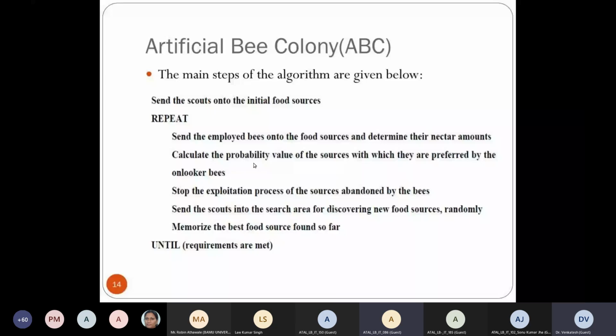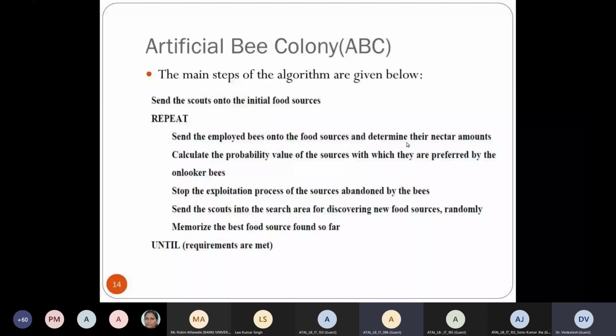There they perform the dance, and in the dance, whichever food source has a high nectar amount has the possibility of getting interest from more onlooker bees. If more onlooker bees are interested in that food source, they will also be sent to those food sources for extracting the nectar amounts and searching in the neighborhood.